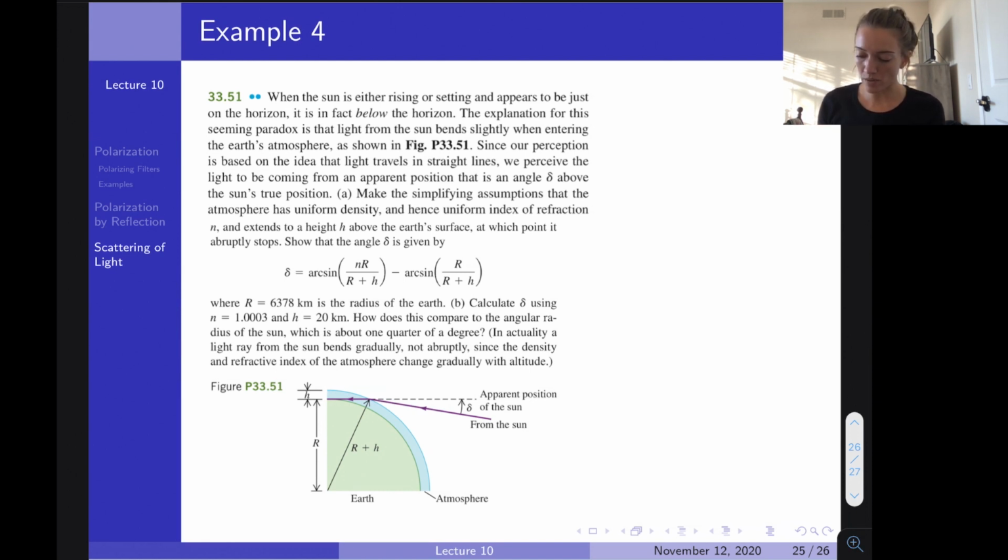So we want to show that this angle delta here can be given by this expression, where n is the index of refraction of the atmosphere, capital R is the radius of the Earth, and h is the height of the atmosphere.